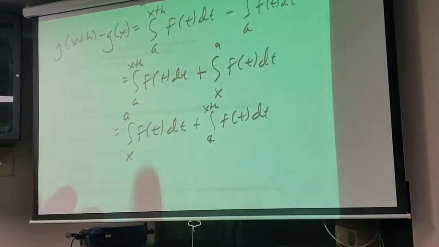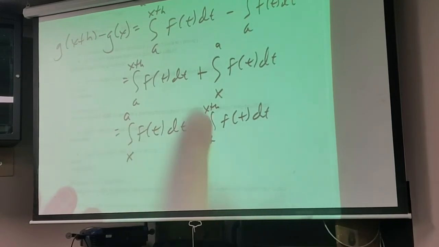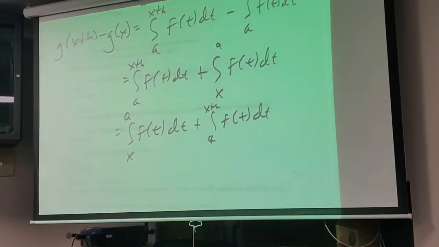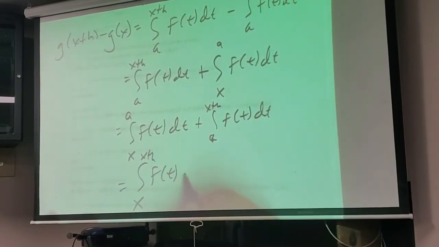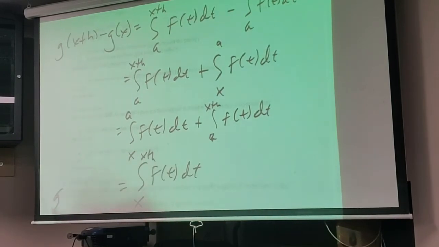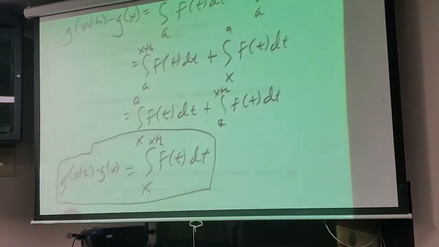So then I can use that other thing from X to A, and then from A to X plus H. I can just write it, smash it together. That's got to be the total area from X to X plus H. That is what g of x plus h minus g of x is. So that's the first little result.